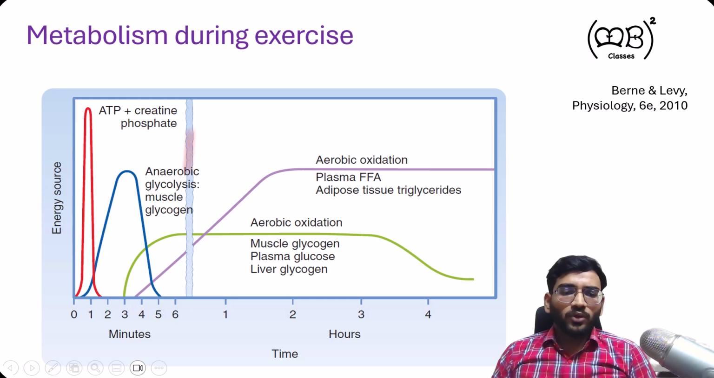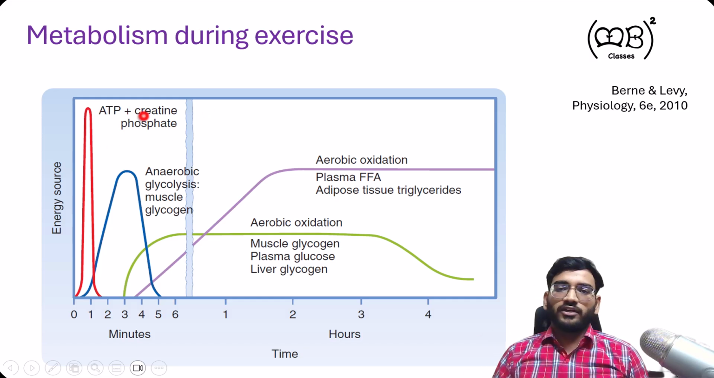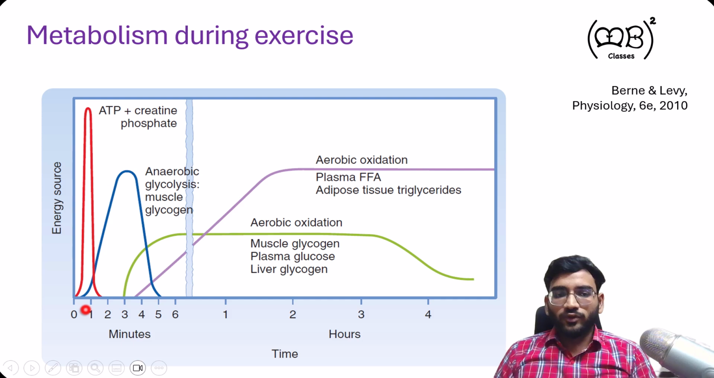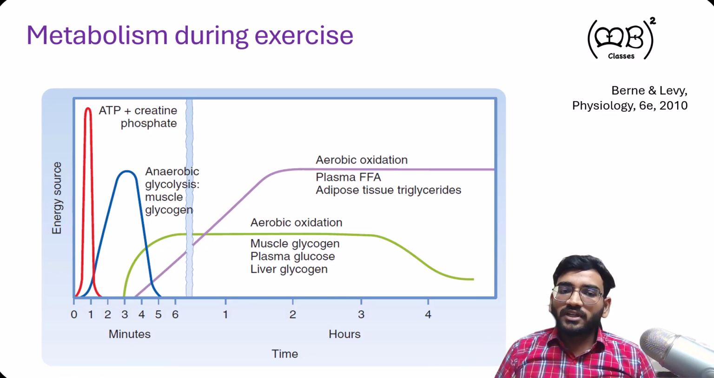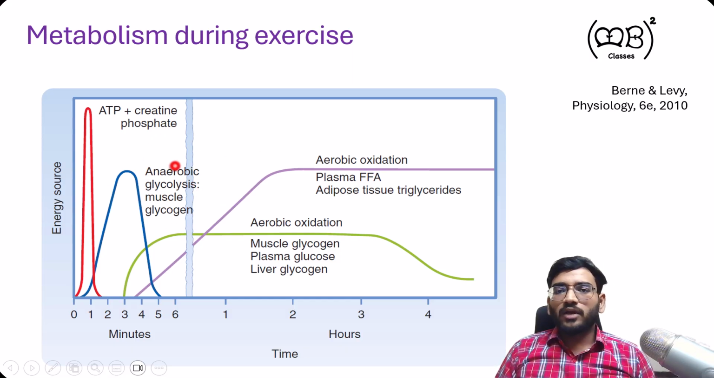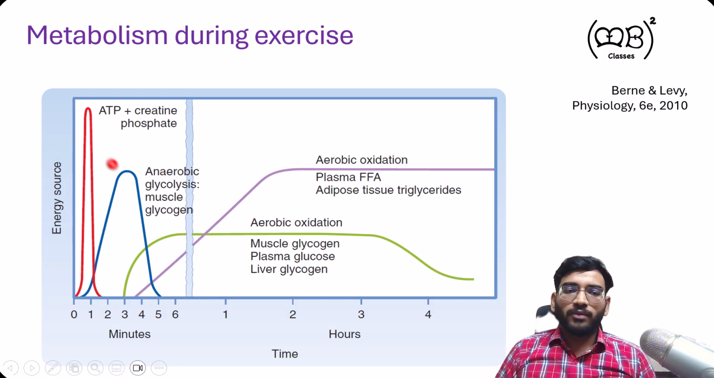Metabolism during exercise. In this, on the x-axis there is time and on the y-axis there is the source of energy. The first few seconds of energy would be provided by the stored ATP and creatine phosphate, but that is a very little amount of energy. It will not sustain more than a few seconds. So for the next few minutes, anaerobic glycolysis will take place because that is fast. Muscle glycogen would be broken down, and the glucose present in the blood will be broken down via anaerobic glycolysis, and the ATP or the energy will be provided by that. But that does not last more than a few minutes.